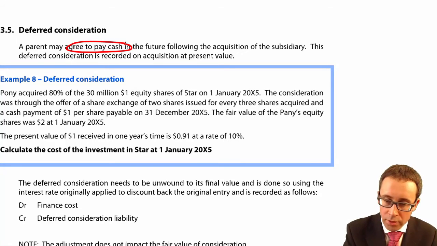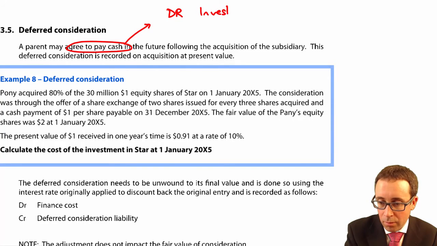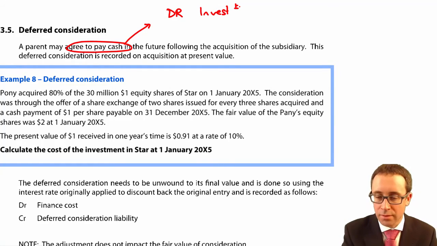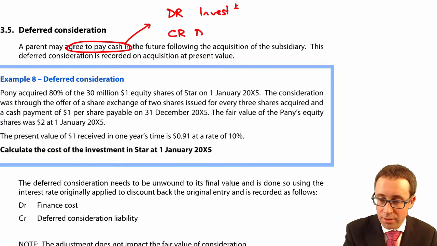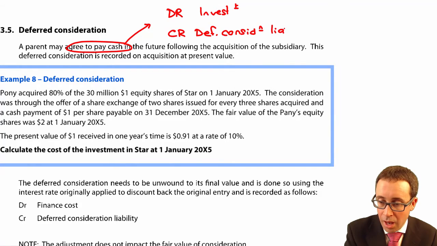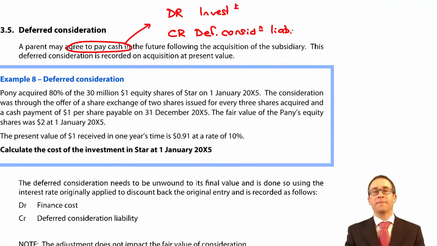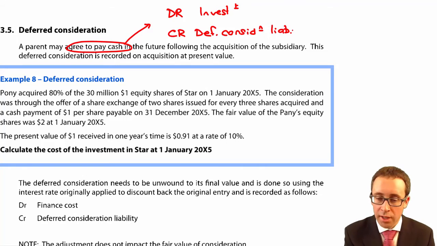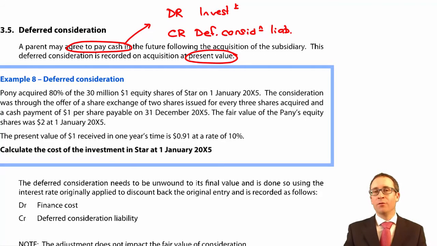Okay, so what we're going to be doing is that we're going to be debiting my investment on P's statement of financial position, and I will credit a deferred consideration liability on the group SFP. Okay, however, the issue that you've got there is that's what we record today, even though the payment is going to be made in the future. So when we record it, we need to record it at present value. So a little bit of discounting.